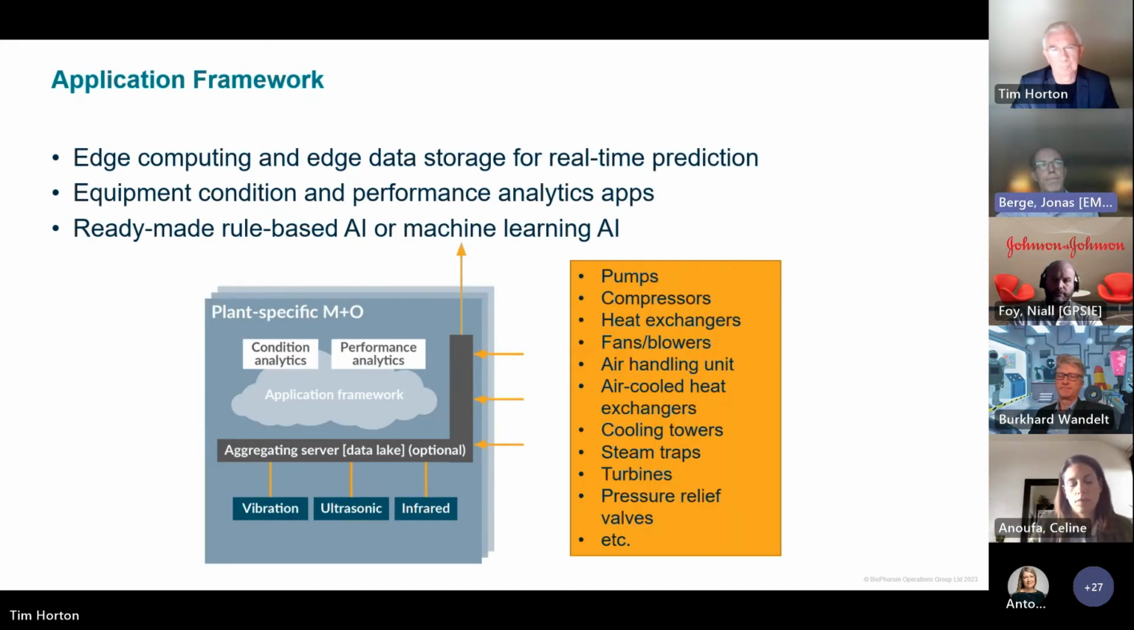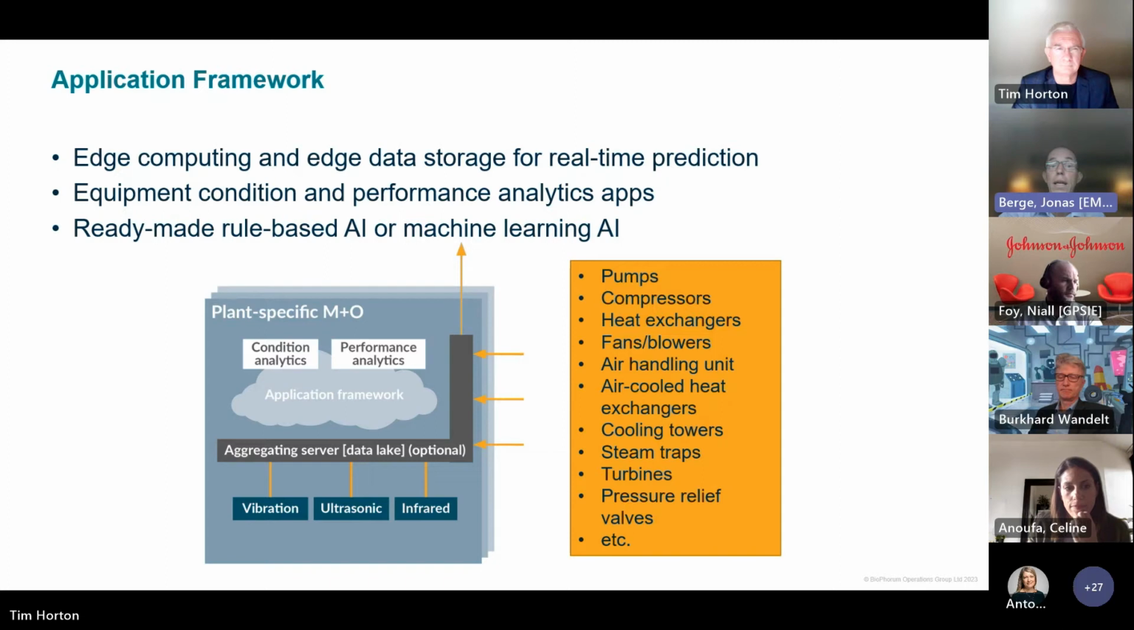Right. So edge computing and edge data storage is utilized whenever real-time prediction is required. That is, plant-specific M&O data storage, computing, and software apps such as predictive analytics are installed on servers in the plant. Apps include equipment condition and performance analytics.